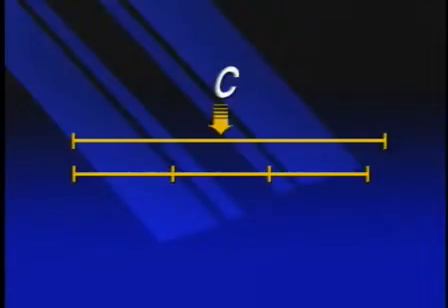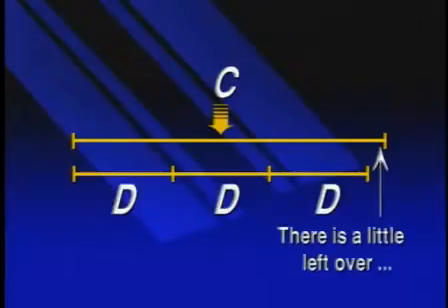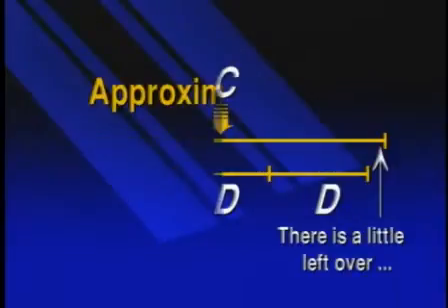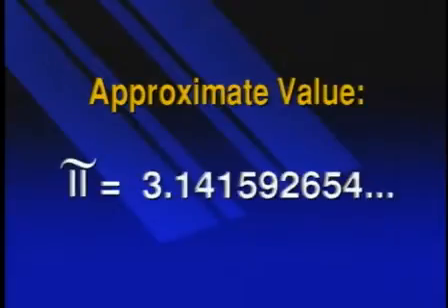So to leave you with a visual representation of what we found, the meaning of c over d equals pi can be represented by these two lines you see. C is the circumference stretched out like a string or a line segment, and D would fit 3 times inside of C with a little bit left over, and that's the 0.14. The approximate value of pi is 3.141592654, and so on.